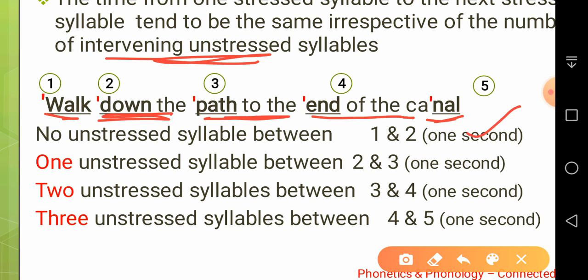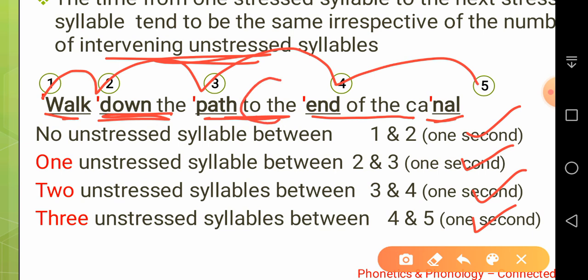I have shown here 1 second, 1 second, 1 second, 1 second. So English native speakers will pronounce it, let me try to imitate them, like this: walk down path end of canal. They will jump from this to this and from this to this, and in between, these intervening unstressed syllables either will not be pronounced or will be shrunk into a weak form.